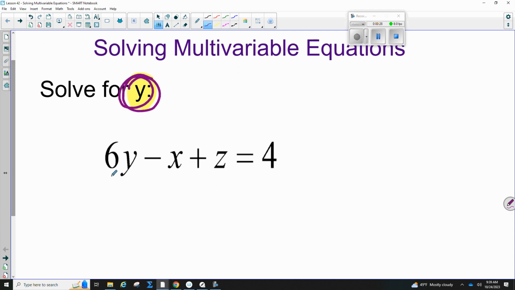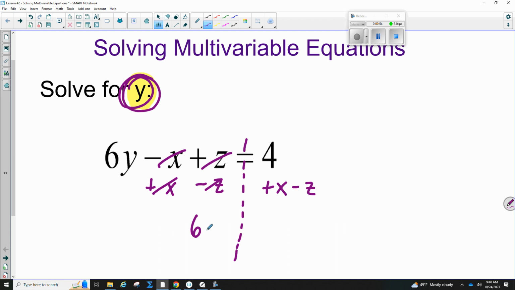So I want to get the y by itself, which means I need to move everything that's on the same side of the equation as y to the other side. So I want to get rid of this negative x by doing plus x to both sides. And I want to get rid of this positive z by doing minus z to both sides. So these cancel, and I'm left with 6y over here. None of these combine, you guys, all right? None of these are like terms, so we just write 4 plus x minus z.